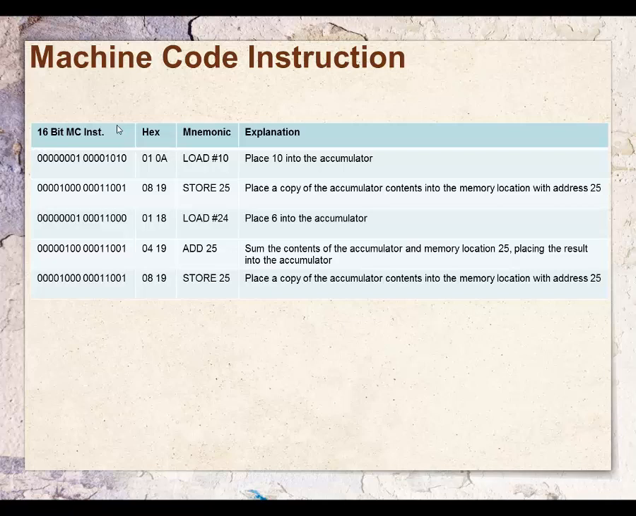Then it says load 24. I don't know why I've got 6 in there. I didn't type that one correctly. I was getting tired. It means load 24 into the accumulator. Then add memory location 25 to what's in the accumulator, and then store the accumulator in memory 25 again. We end up with 34.